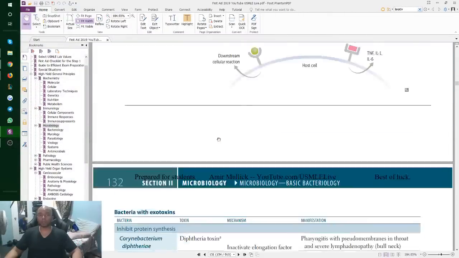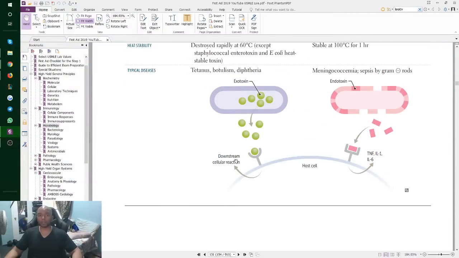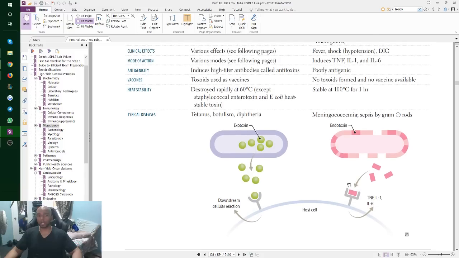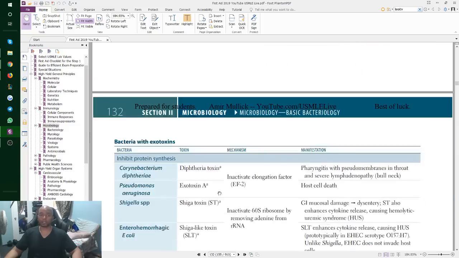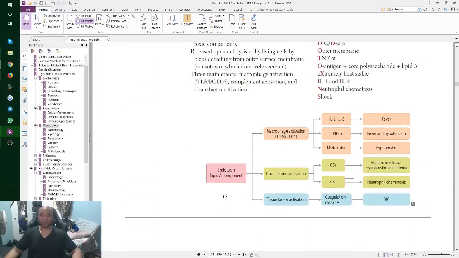We already said when we looked up here, exotoxin really depends on which exotoxin, then you'll know what the downstream cellular reaction is. For endotoxin, which comes from the cell membrane for the most part, not being released from inside, endotoxin is always going to cause the same effects. TNF, interleukin 1, interleukin 6, you're going to have your fever, shock, and DIC. So that's what they're going to show you here now.